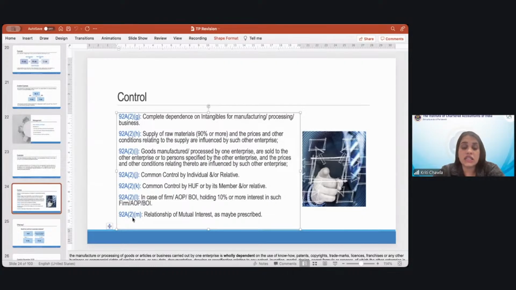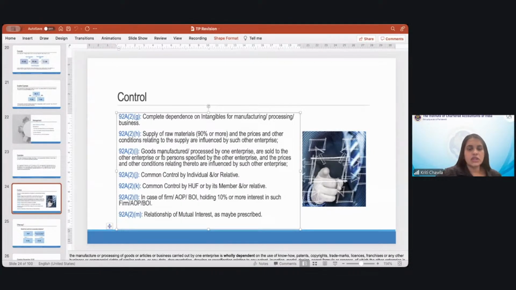Then there is condition H, which is supply of raw materials 90% or more, and the prices and other conditions relating to the supply are influenced by such other enterprise. Now, this is where one enterprise is supplying raw materials to the other enterprise and it's 90% or more, then only they will be associated.